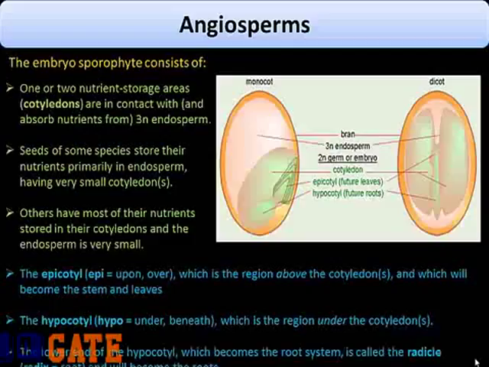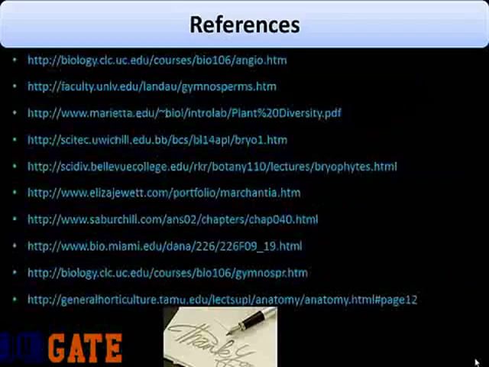In general, monocots tend to store food in their endosperms, and nutrients are transferred to the cotyledon only as needed. In contrast, many dicots, not all dicots, tend to store food in their cotyledons, with the endosperm being reduced to a papery coating around the embryo. So here we complete the topic angiosperms.